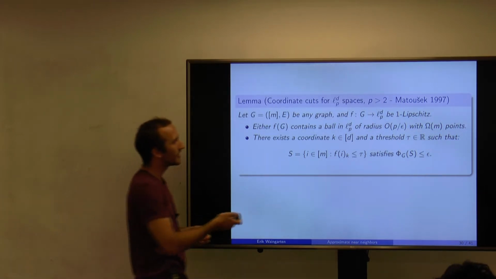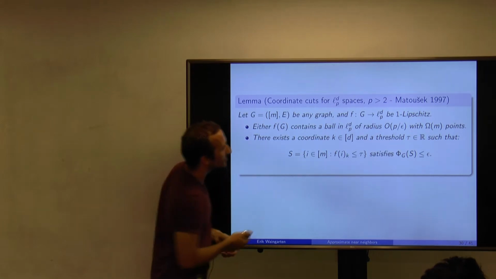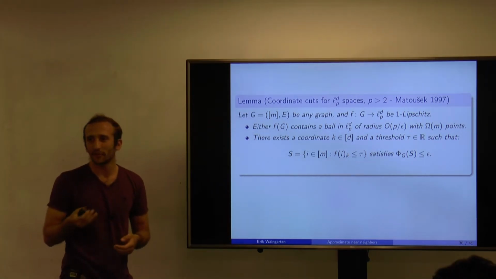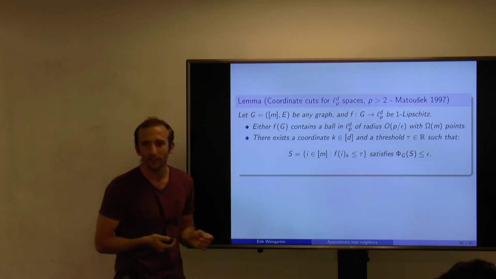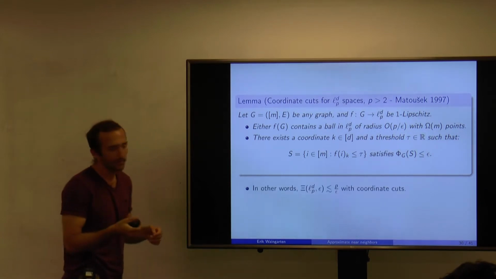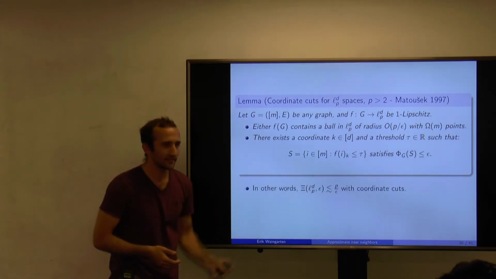So we can get the bound of cutting modulus of p over epsilon, and in particular the cuts that we're getting in this partition are given by coordinate cuts. So in other words, this is what we get.